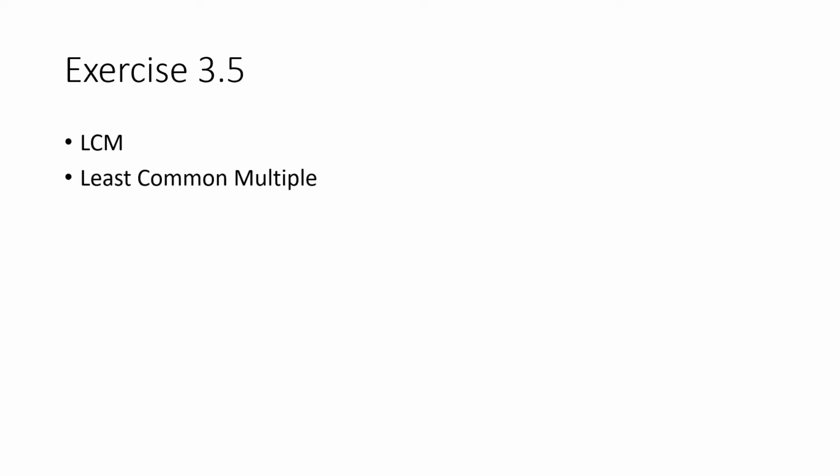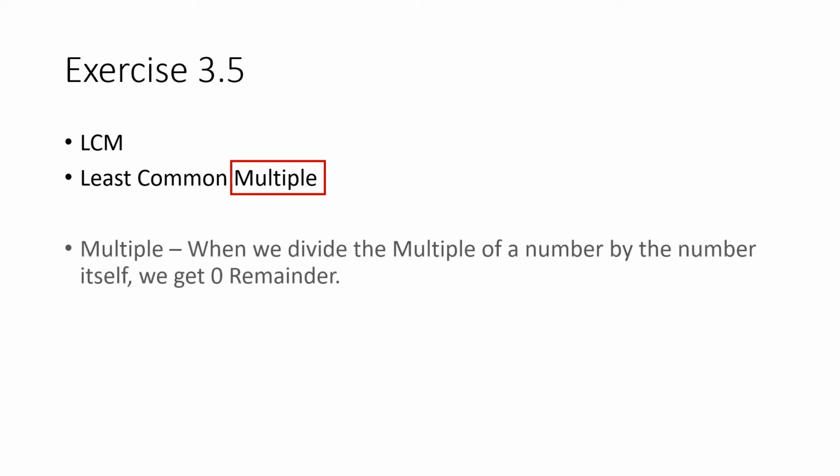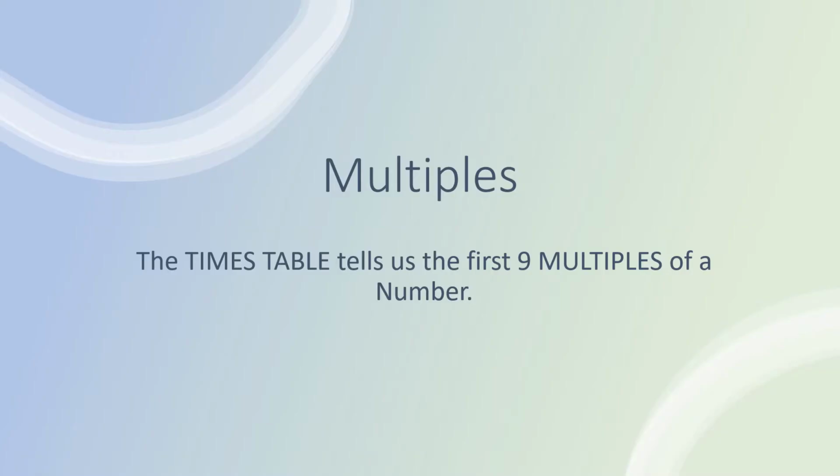LCM, least common multiple. What is a multiple? A multiple is when we divide the multiple of a number by the number itself, we get zero remainder. Where do we see multiples? The times table tells us the first 9 multiples of a number.